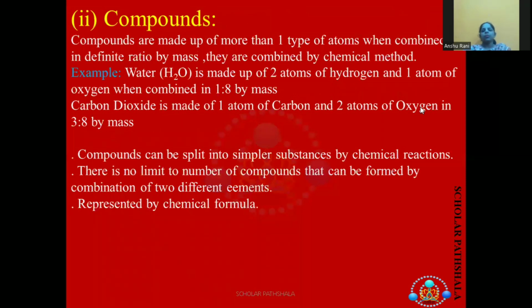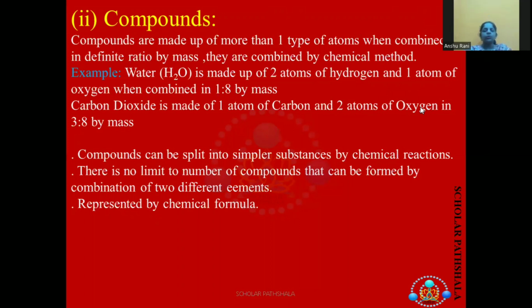Then we have compounds. A compound is made when two or more types of elements combine in a definite ratio by mass and they are combined chemically. Like in water, the ratio of hydrogen to oxygen is 1:8. They have a fixed ratio. In this ratio, hydrogen and oxygen combine to form water.